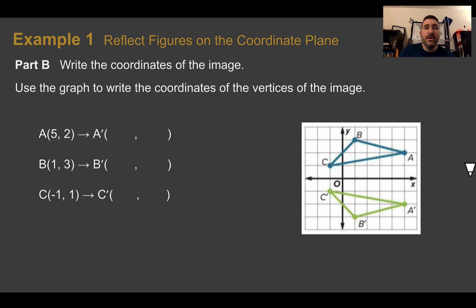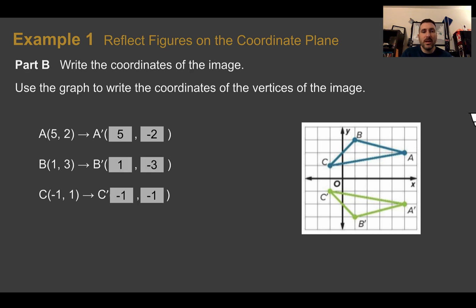What are the coordinates of the new vertices? Well, A prime down here is at (5, -2). B prime is at (1, -3). And C prime is then at (-1, -1).